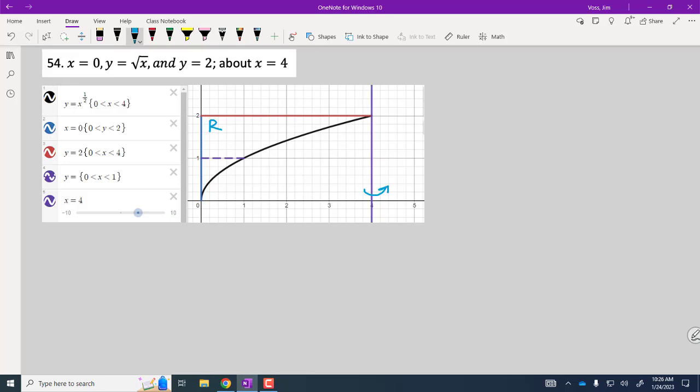Element has to be perpendicular to the axis. So this is our general element at a random y. So random element at a random y. Washer or disk?